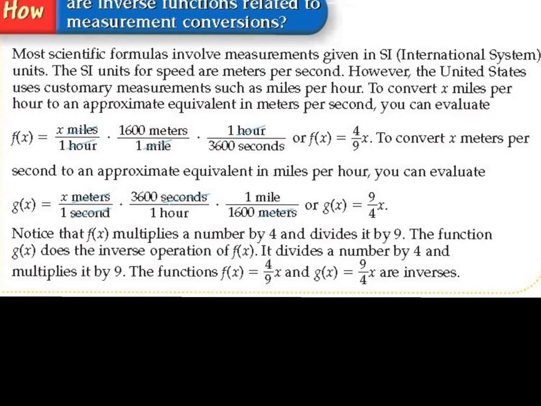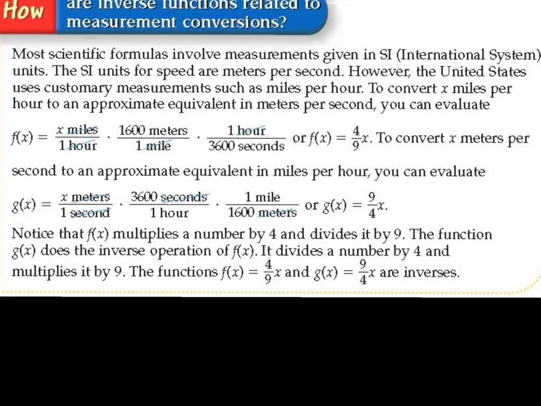Most scientific formulas involve measurements given in SI, International System Units. The SI units for speed are meters per second. However, the United States uses customary measurements such as miles per hour. To convert x miles per hour to an approximate equivalent in meters per second, you can evaluate f of x equals x over 1 miles per hour times 1,600 meters per mile times 1 hour in 3,600 seconds, which, as you cancel, converts down to 4/9 x.